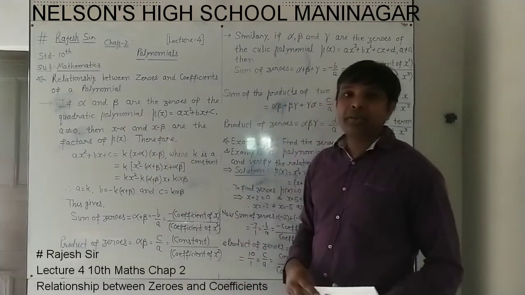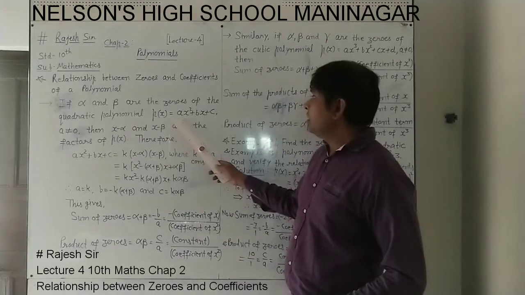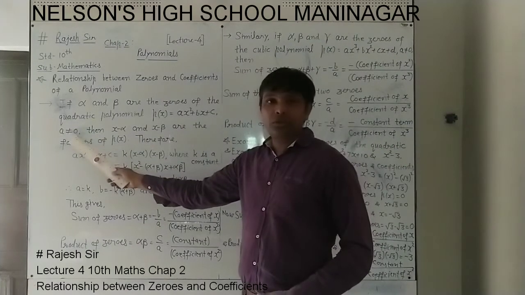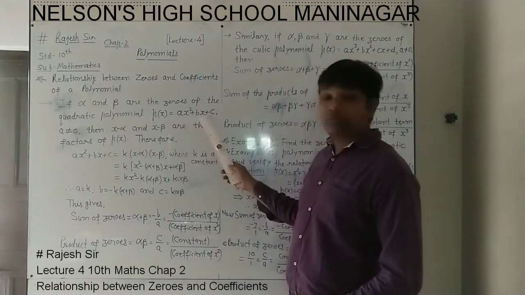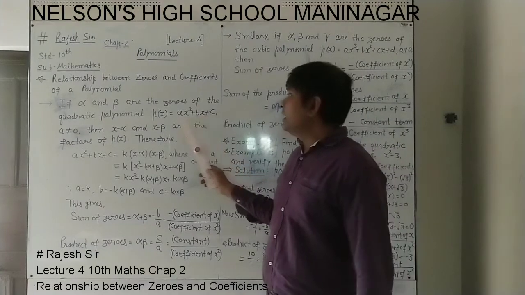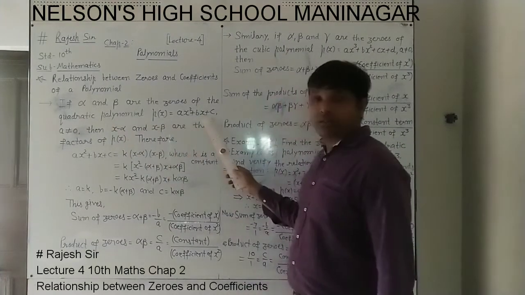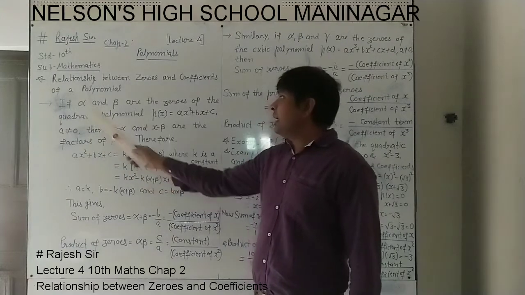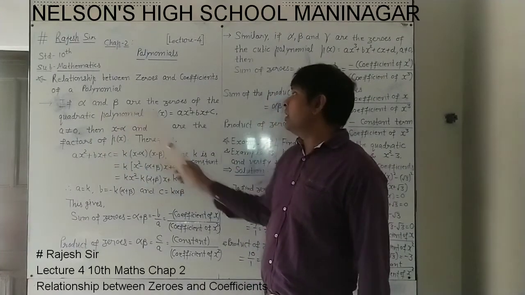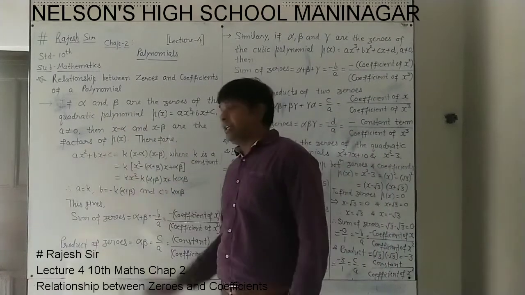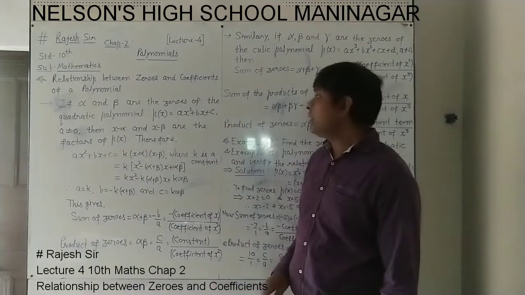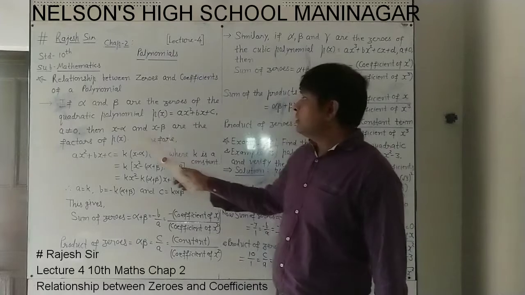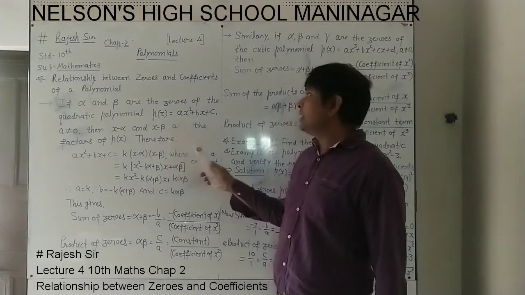Okay, so for the quadratic first, if alpha and beta are the zeros of the quadratic polynomial p(x), as you know, the quadratic polynomial is in the form ax square plus bx plus c, where a is not equal to 0. This is the quadratic standard form, and if alpha and beta are zeros of this quadratic polynomial, then x minus alpha and x minus beta are the factors of p(x). This we know, right? If these two are factors, then the multiplication of these two will give this polynomial.